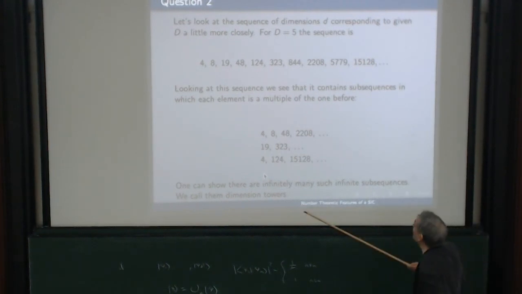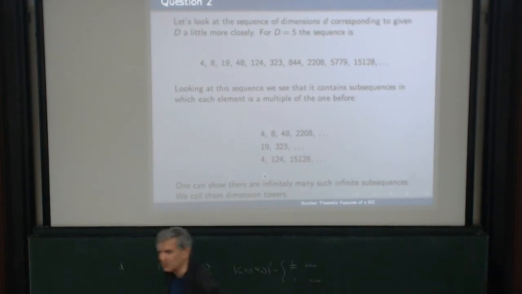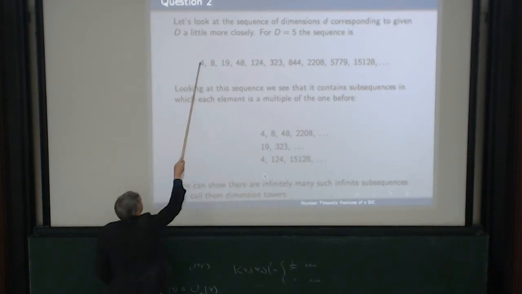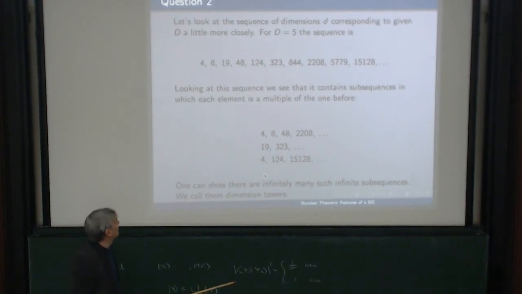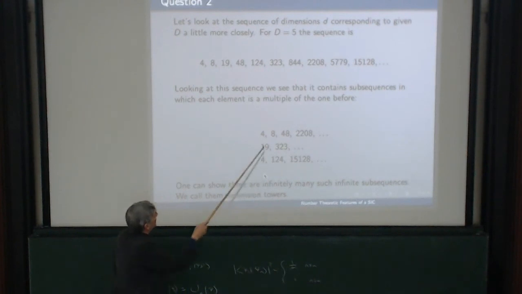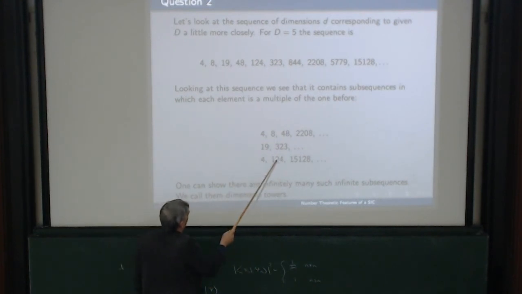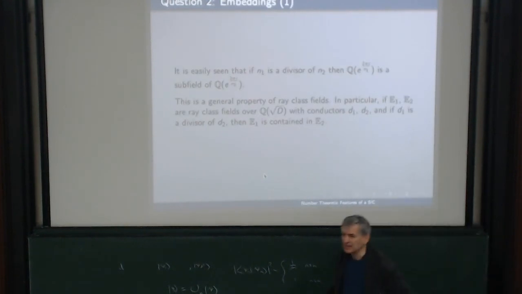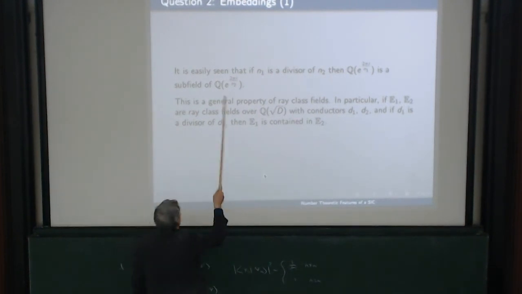Let's go to question two. Suppose we take the sequence that starts at dimension 4. Those are the first dimensions in the sequence, calculated. And you can split that into subsequences where each dimension is a divisor of the next number. In fact, there are infinitely many such subsequences. You notice those two intersect at 4, and after that they're distinct. Now, why is that interesting? Well, if you go back to cyclotomic fields, if this conductor divides this conductor, the first field is easily seen to be contained in the second.